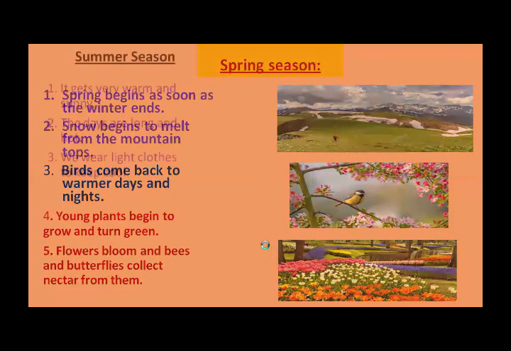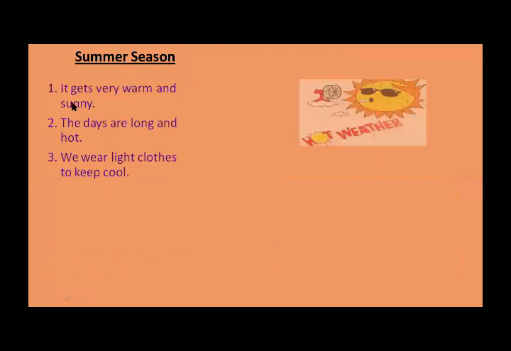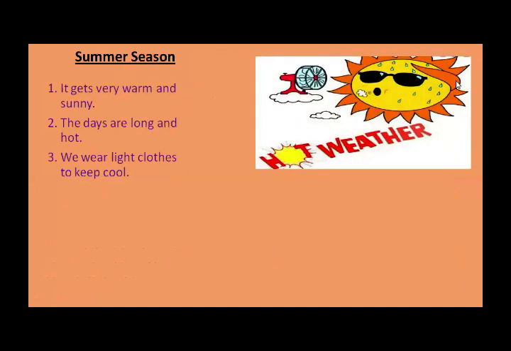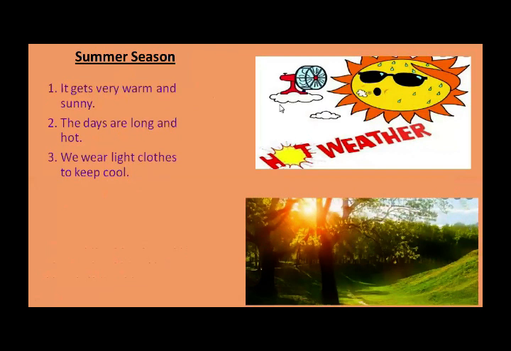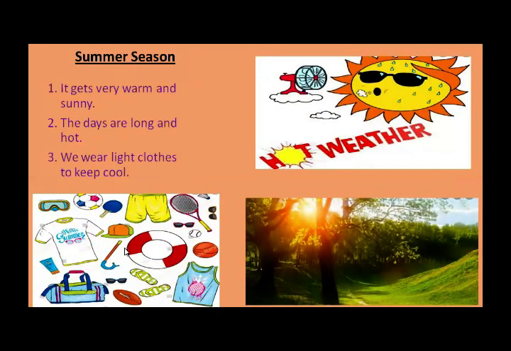The second season is the summer. In summer, it gets very warm and sunny. Why? Because the sun shines so bright in the summer season, and the days are very long and hot. We usually wear light clothes and try to keep ourselves cool. We go to the seaside, we drink cold juices, and we eat watermelon and ice creams in the summer season.